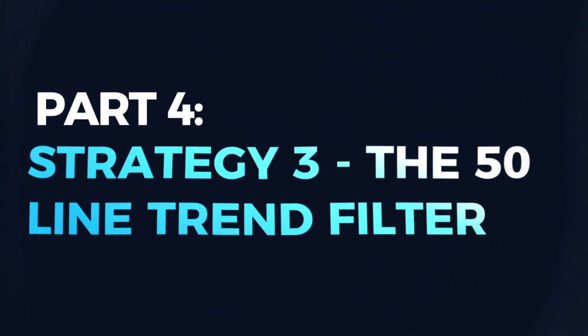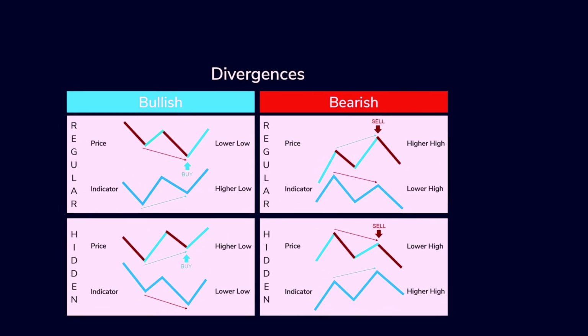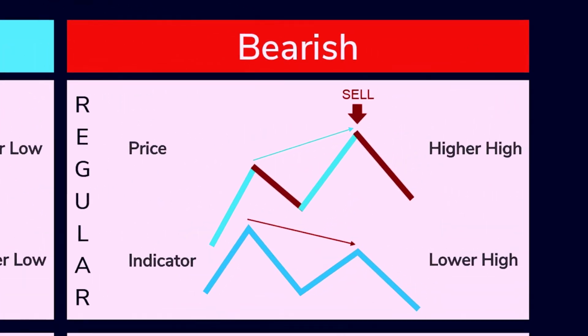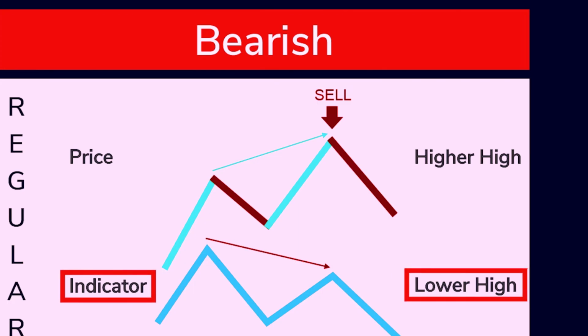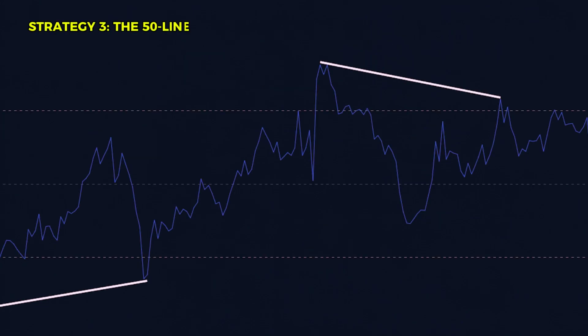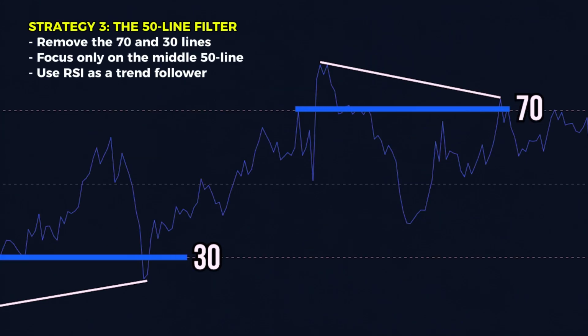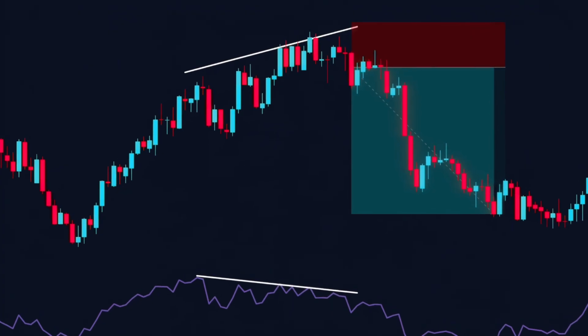Part 4. Strategy 3. The 50-line trend filter. Our third strategy is my personal favorite because it completely changes how we use the RSI. Instead of looking for reversals, we use the RSI as a trend follower. To do this, we open our RSI settings, disable the 70 overbought line, disable the 30 oversold line, and only keep the 50 middle line. This middle line acts as our trend dividing boundary.